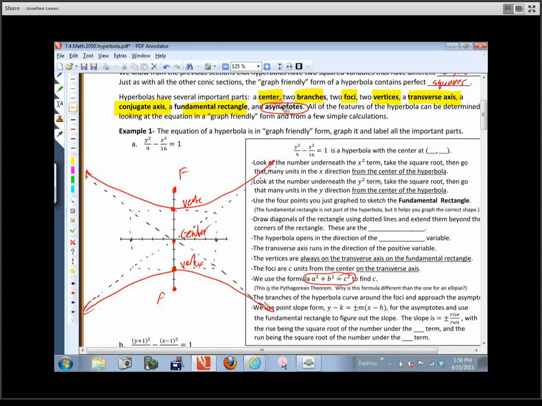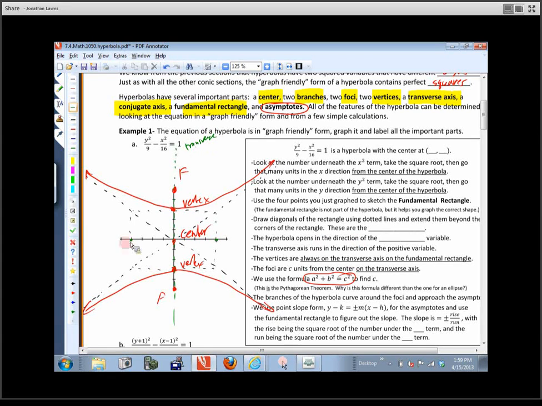Okay. Got the branches, got the center, foci, vertices, got that one figured out. Transverse axis. Here's the transverse axis. The transverse axis goes right across the two branches. If you traverse something or you do something like transcontinental, you cross it. So we're going to cross the two branches. So here's the transverse axis.